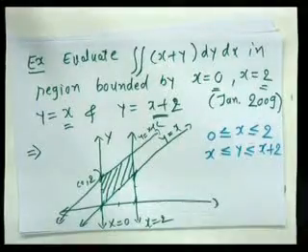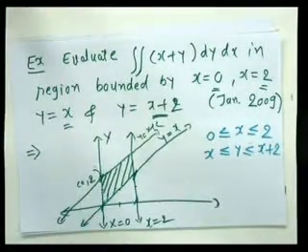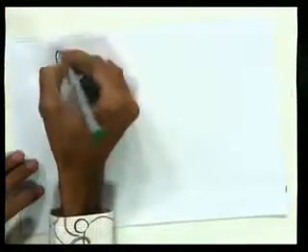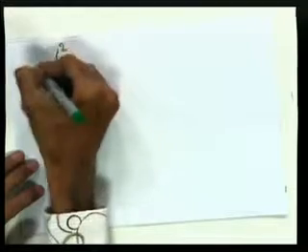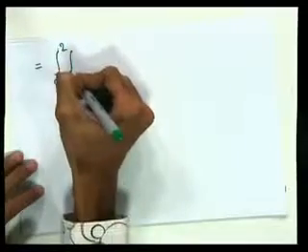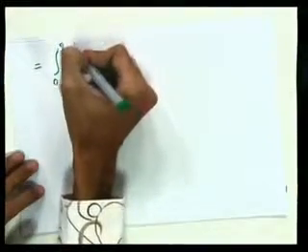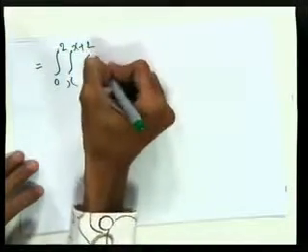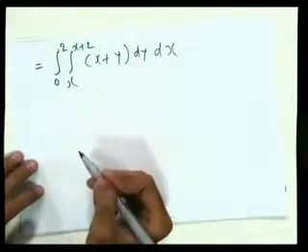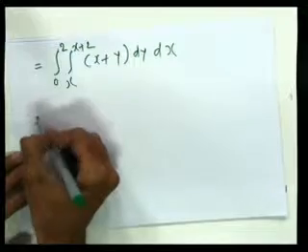Okay, so now we can evaluate our example with the limit of x from 0 to 2 and y from x to x + 2. This is equal to the double integration, with x from 0 to 2 and y from x to x + 2, of (x + y) dy dx. Okay, so now it is very easy.